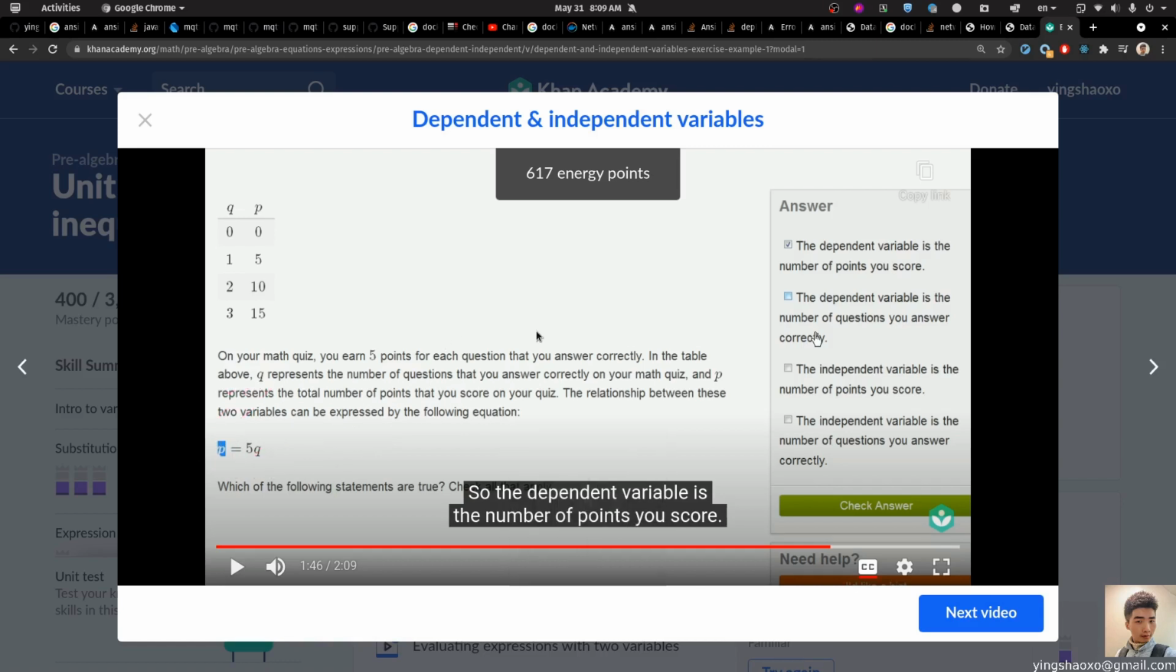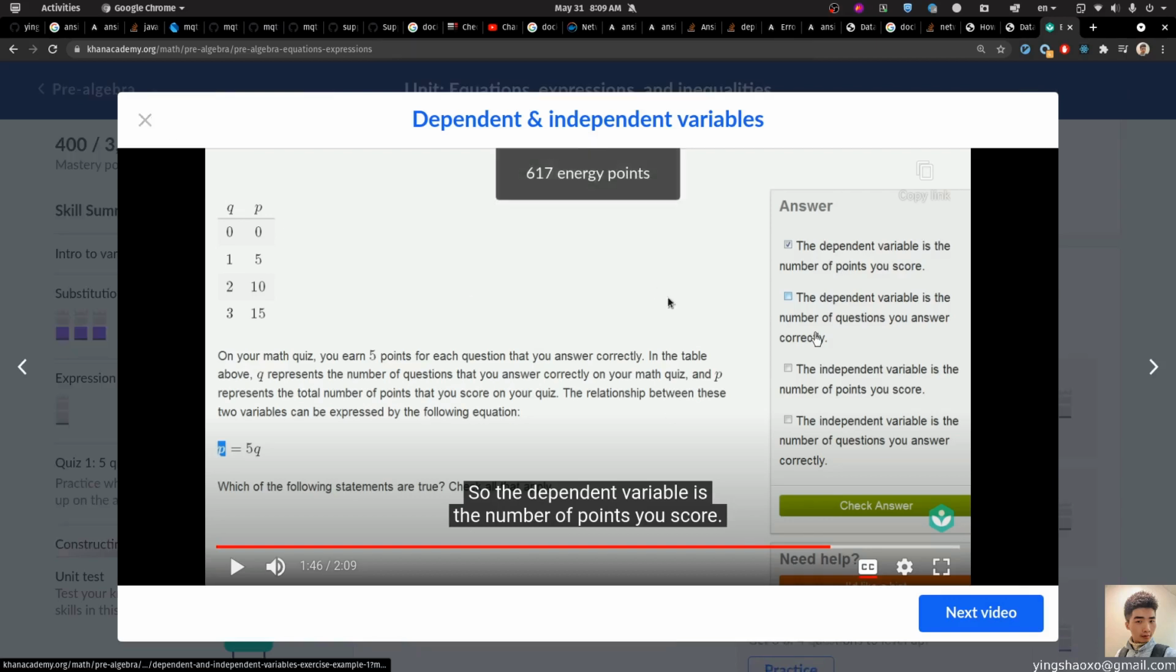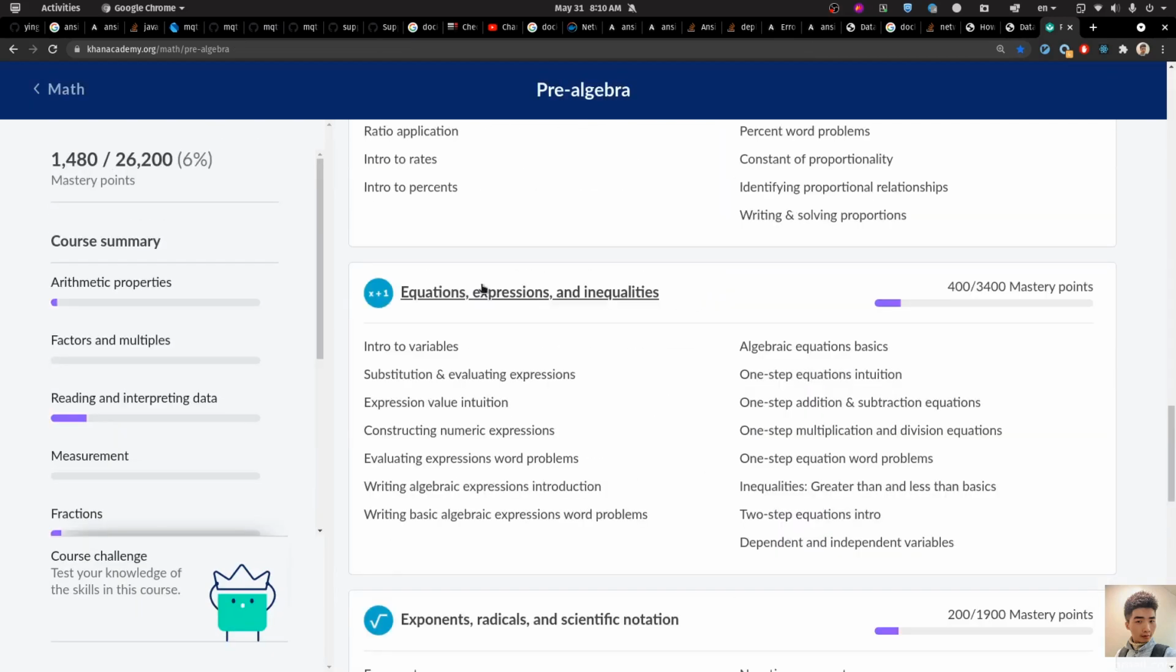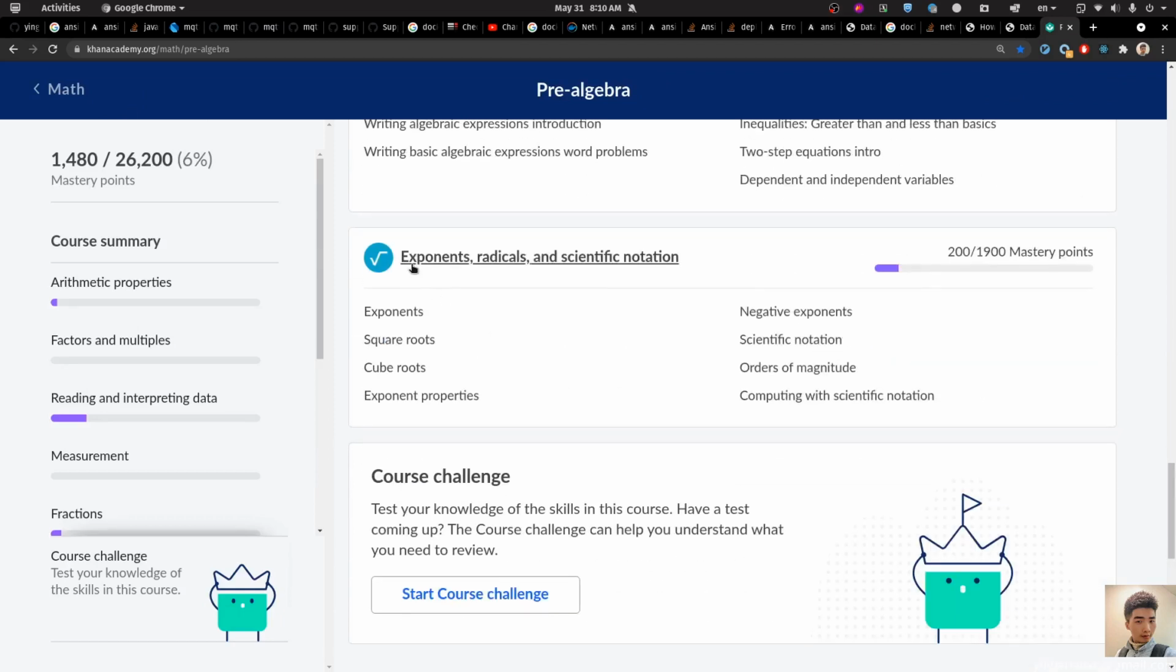Okay, those are just concepts. To be honest, in real life, you will probably never be taught those ideas. Dependent is just where they are so far. So that's the equation, expression, and inequalities. Then we are going to go to the next one.